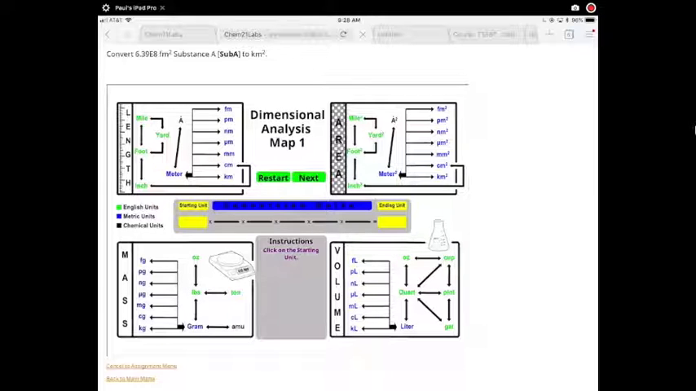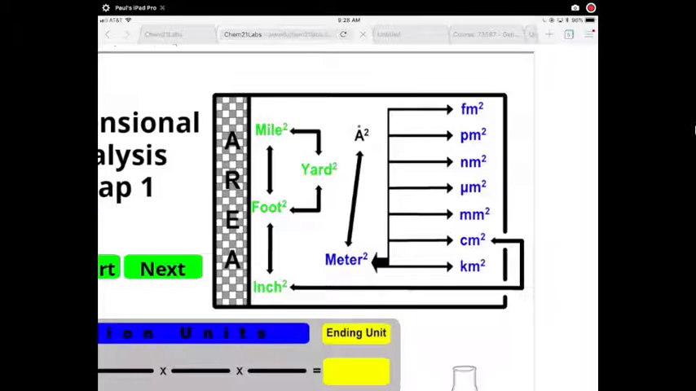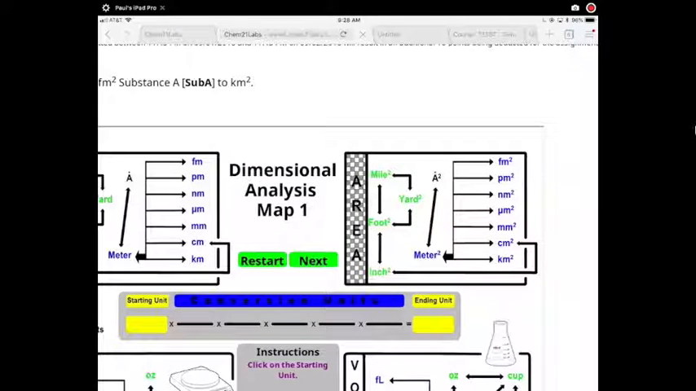Do you know what f stands for? Femto. Okay, and we're going to go to kilo or kilometers. What is this? Is this a length, area, volume, or mass? An area. So I start with the unit I began with: femtometer squared. The only thing I can convert that into directly is meter squared. Do you see what happens in the chart down here? It sets the units in the right way. And then we want to end up in kilometers.